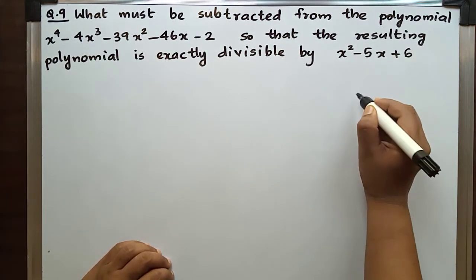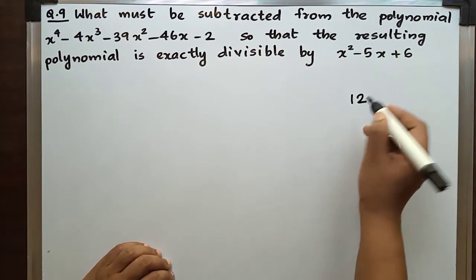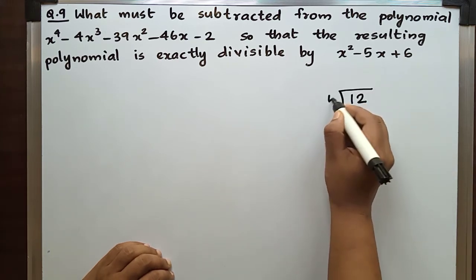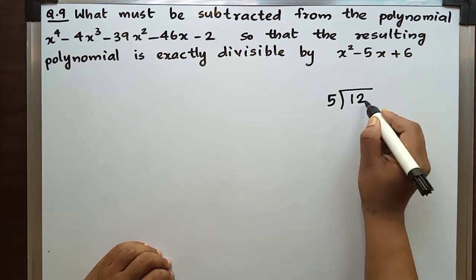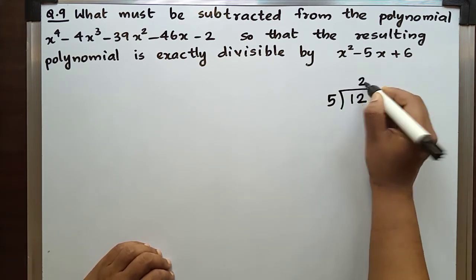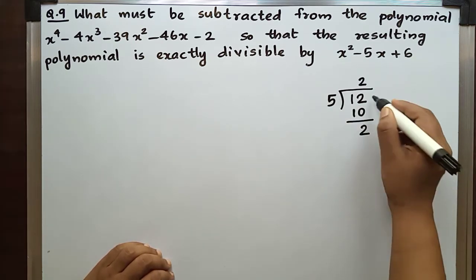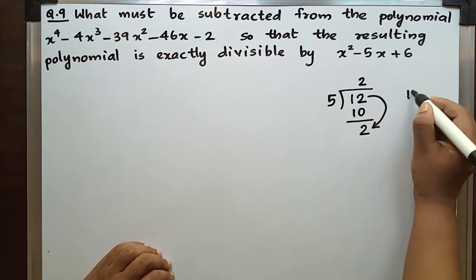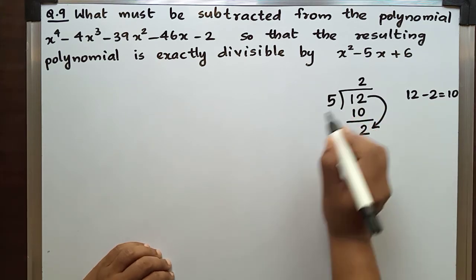Okay, now let us ask, what must be subtracted from 12 to make it completely divisible by 5? Anyways, we know 12 is not completely divisible by 5. We will just divide. 2 times 5 is 10 and the remainder is 2. That means if we subtract this 2 from 12, what we will get? 10, and 10 is completely divisible by 5.